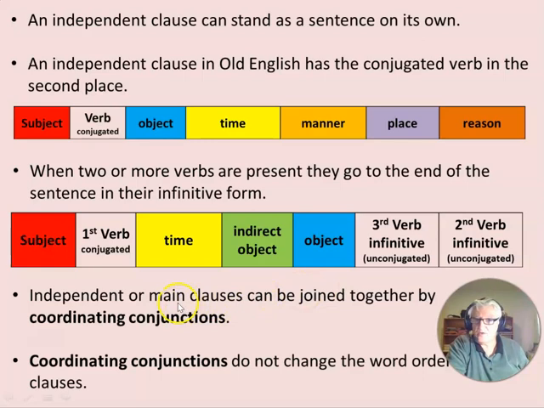Independent or main clauses can be joined together by coordinating conjunctions, and that's been the subject of a previous video in this series. Coordinating conjunctions do not change the word order in main clauses. So in main clauses, independent clauses, we have this sort of word order. There are others possible.